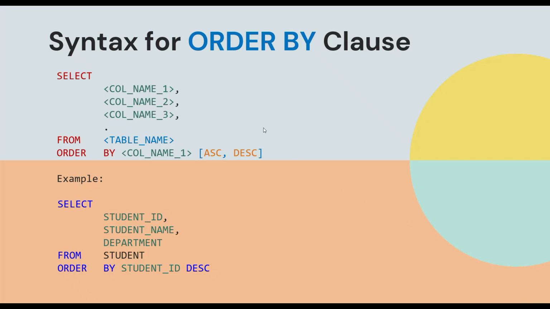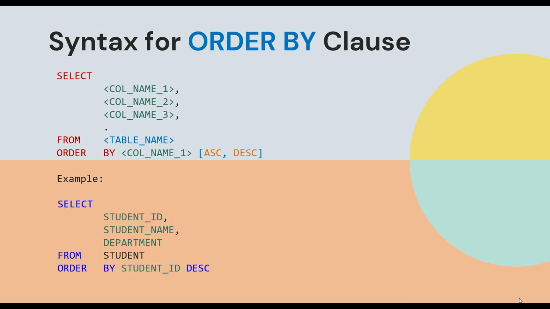Next one is the order by clause. The order by clause is usually attached with the select statement. The syntax is the same select statement, along with that you will have order by column name, and you can have two flavors in this, which are ascending or descending. For example, I'm selecting the student table, ordering it by student ID in descending order. It's just a sorting mechanism, so that it gives a sorted output.